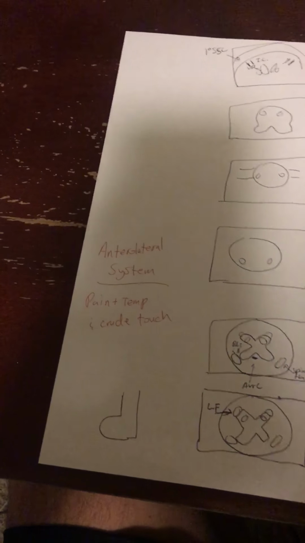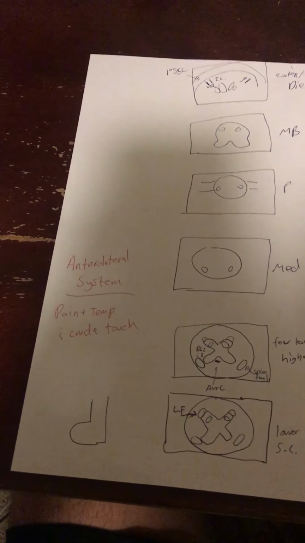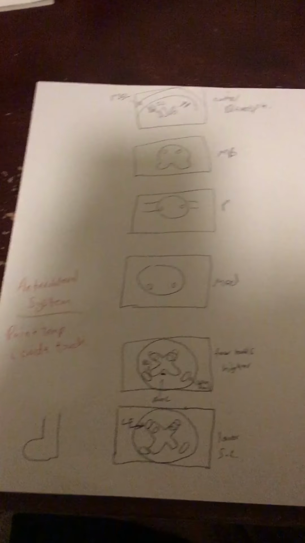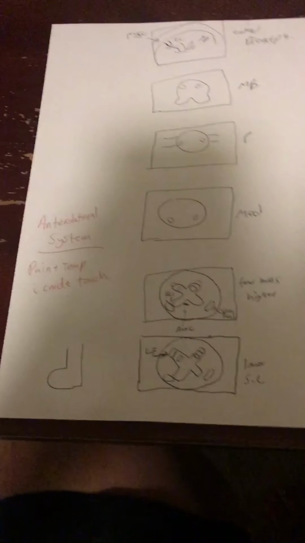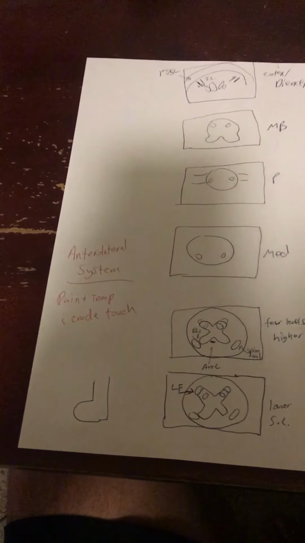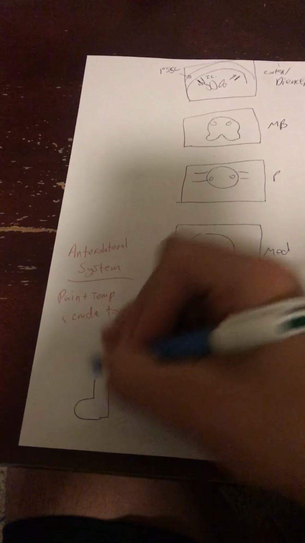So anterolateral system, as I said, is pain and temp, crude touch from everywhere in the body. So some spinal cord tracts will do either upper extremity or lower extremity. Anterolateral system is for everywhere. So I'll just have this one coming from the foot.